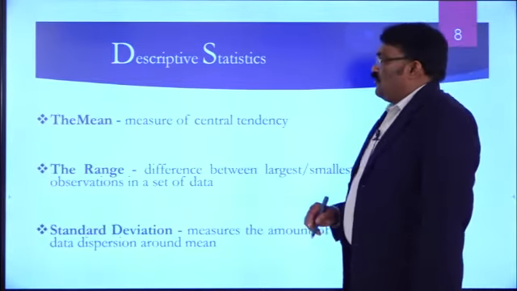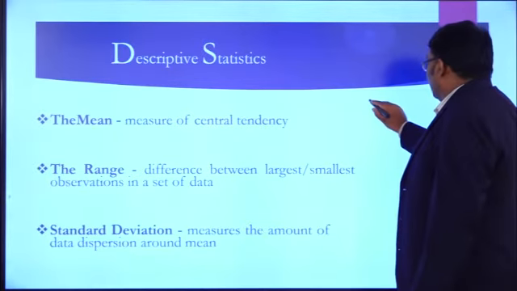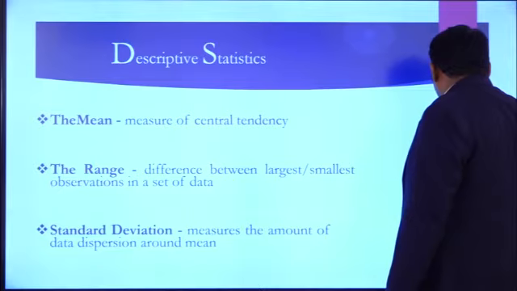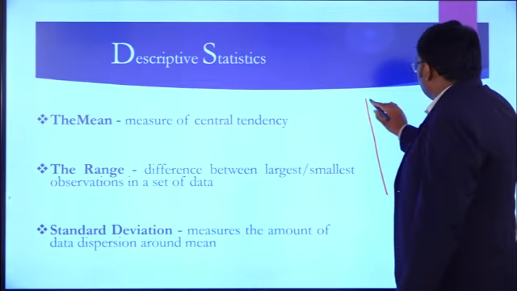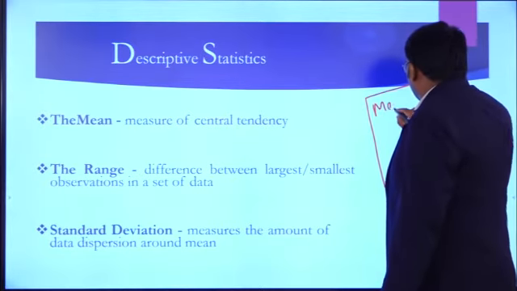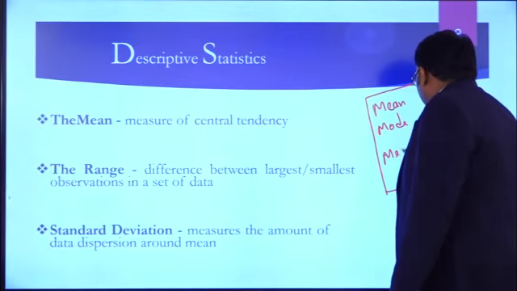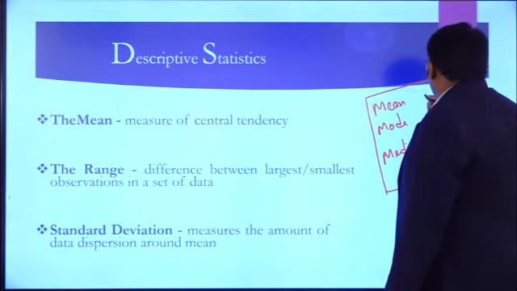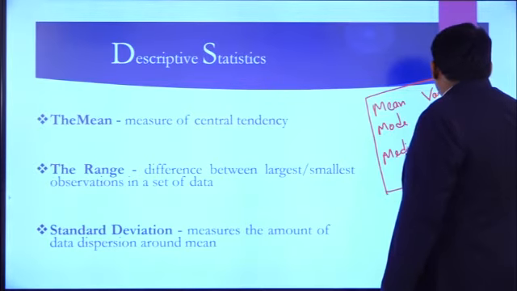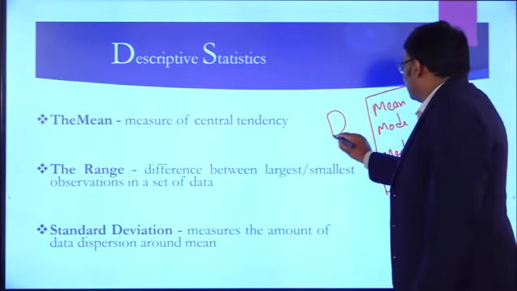Okay. Now, what are they? See, as we have seen already, as per the descriptive statistics, we have the 6 parameters. We have mean, we have mode, we have median, we have variance, we have standard deviation and we have range. These are the 6 which are there in the descriptive statistics.